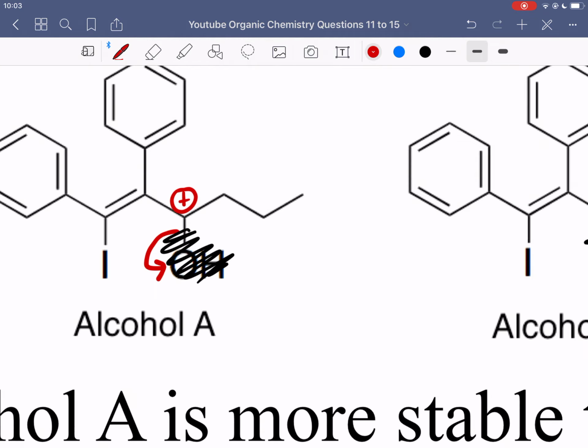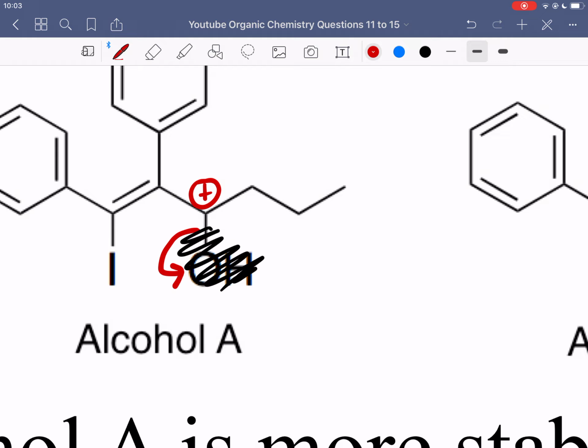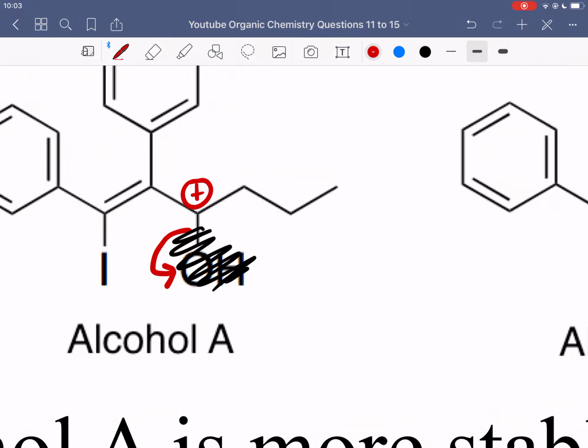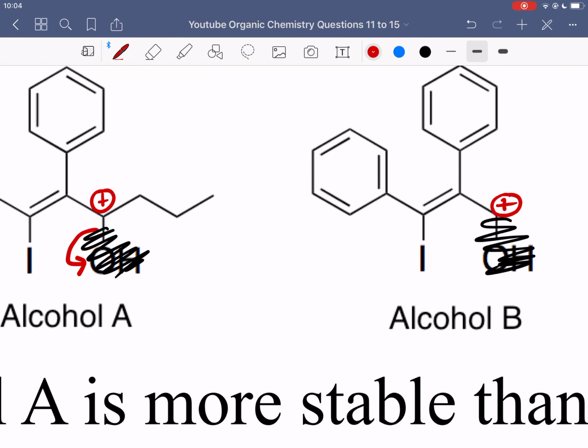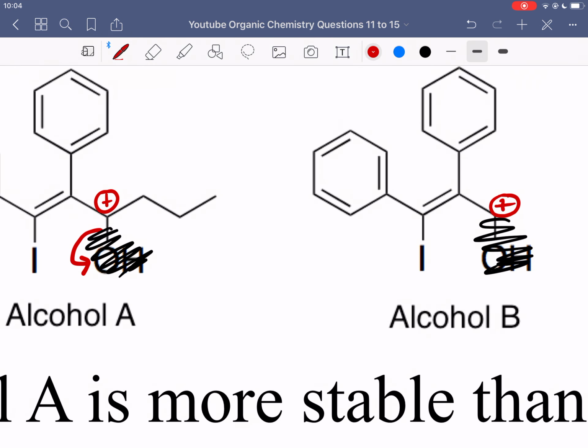The carbocation carbon of the alcohol on the left is bonded to 2 other carbons, so it's a secondary carbocation, whereas the one on the right is bonded to just 1 other carbon, which makes it a primary carbocation. Between these two, the one on the left has more of a source to draw electron density, so it doesn't feel the effect of its positive charge as much. Therefore, this one is more stable. Alcohol A is more stable. That's something that we can say.